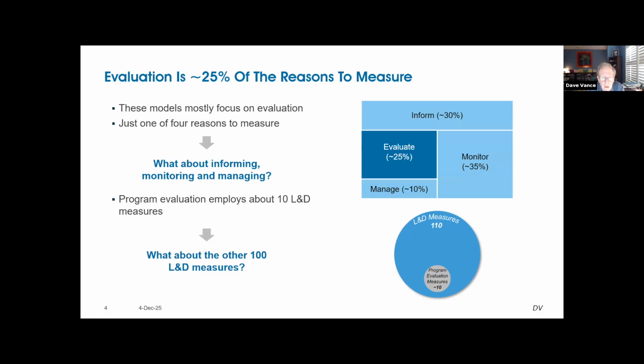And furthermore, if you look down at the bottom of the slide, we have more than 100 measures in L&D. In fact, in our book, Measurement Demystified, we list about 111 altogether. Program evaluation uses about 10 measures. So wouldn't a curious person want to know, what about the other 90 measures that aren't program evaluation? What's going on with those? Why don't I hear more about those?